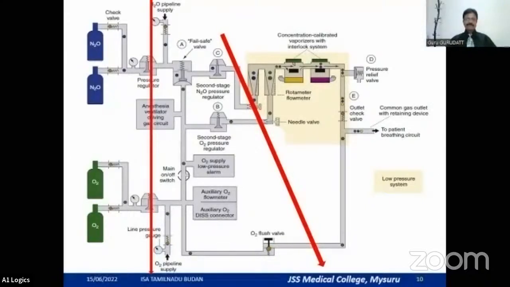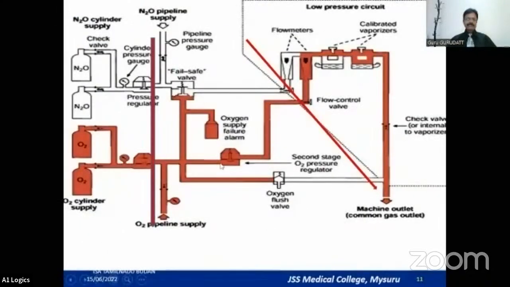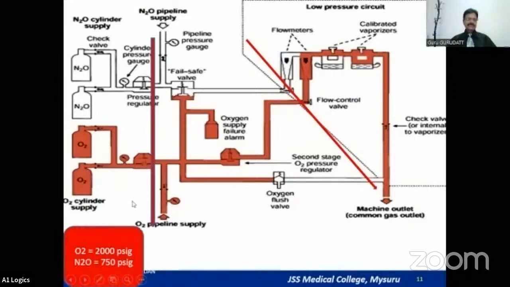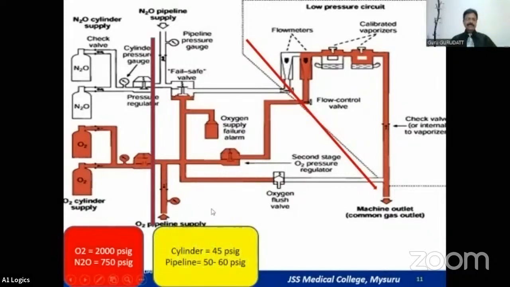Now, what are the pressures in each of these systems? The high pressure system is mainly the cylinder pressures. A fully loaded oxygen cylinder usually has 2000 psig of pressure, pounds per square inch gauge. Nitrous oxide is a liquid gas, so it will have about 750 psig. Whereas the pipeline supply in the modern workstations is in the intermediate pressure system. The intermediate pressure system usually has a pipeline pressure of 50 to 60 psig, and the cylinder pressures are reduced by the pressure regulators to 45 psig.